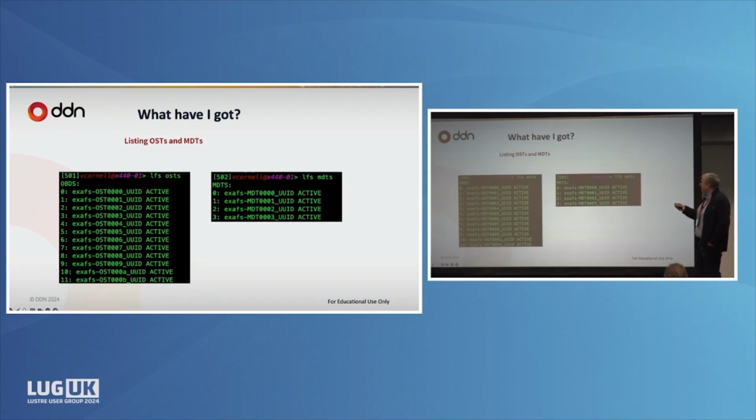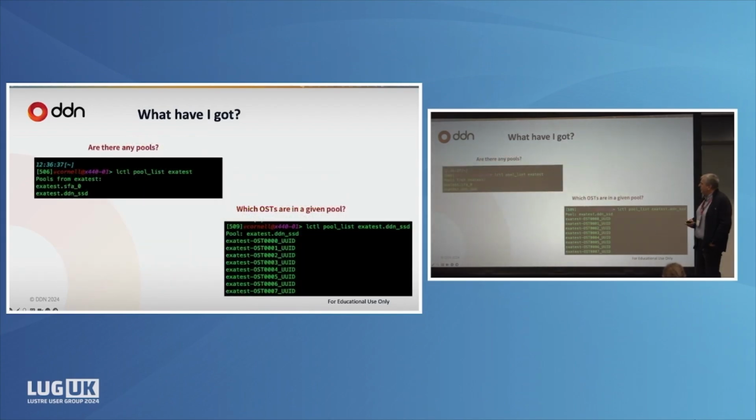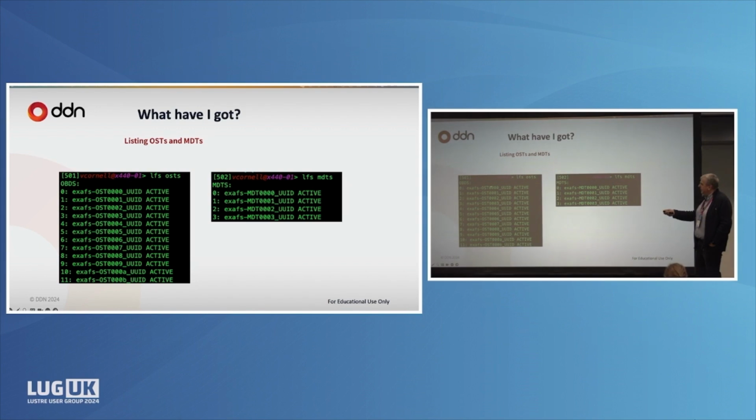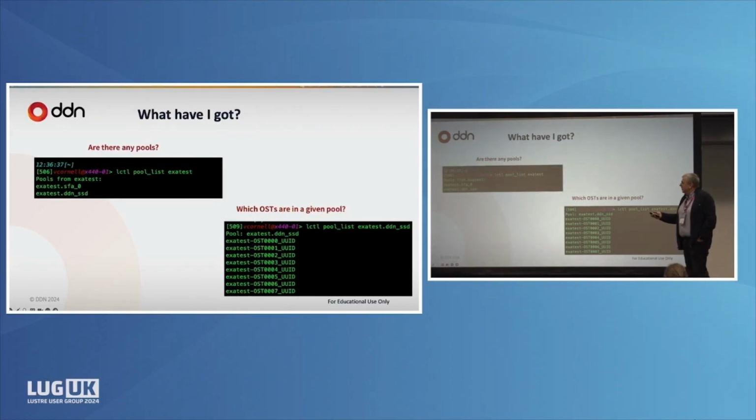Likewise, for the metadata targets, I haven't talked about how we can utilize metadata targets because that's more of an advanced topic. But you can also list how many metadata targets are in your file system. In this example, we've got 4 metadata targets. Previously, we got a list of OSTs, which means nothing to the user other than how many OSTs I can actually utilize. But we can also list how many pools we have.